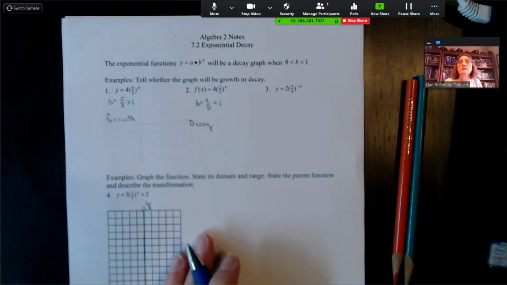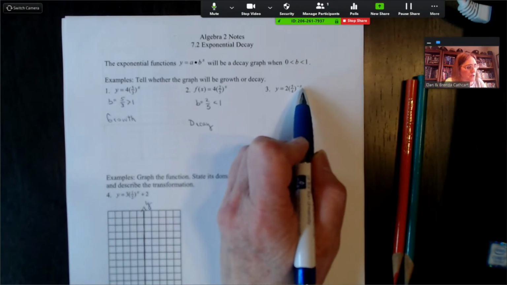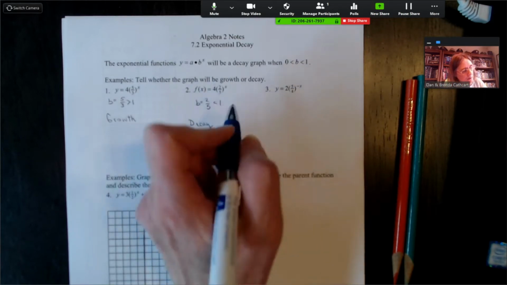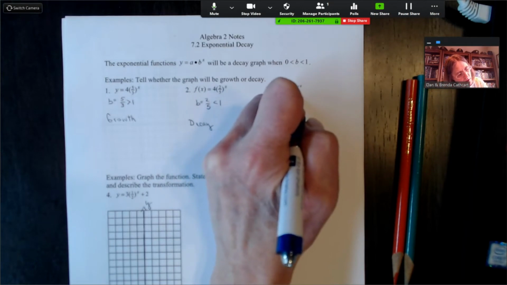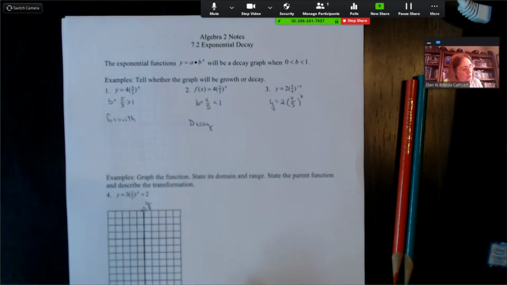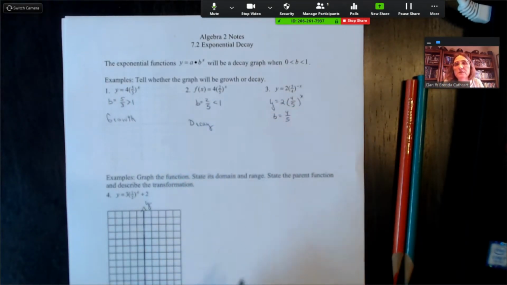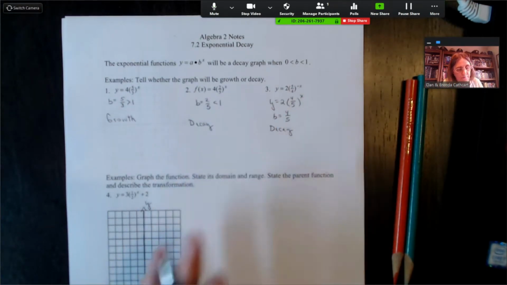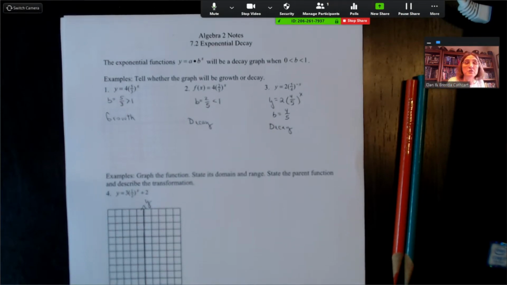Our next example is a little bit tricky. We have a base of 5/4, but it's raised to the power of negative x. Using our properties of exponents, this function can be rewritten as y equals 2 times 4/5 raised to the power of x. So our base here is really 4/5, and 4/5 is less than 1, so this will be a decay graph.